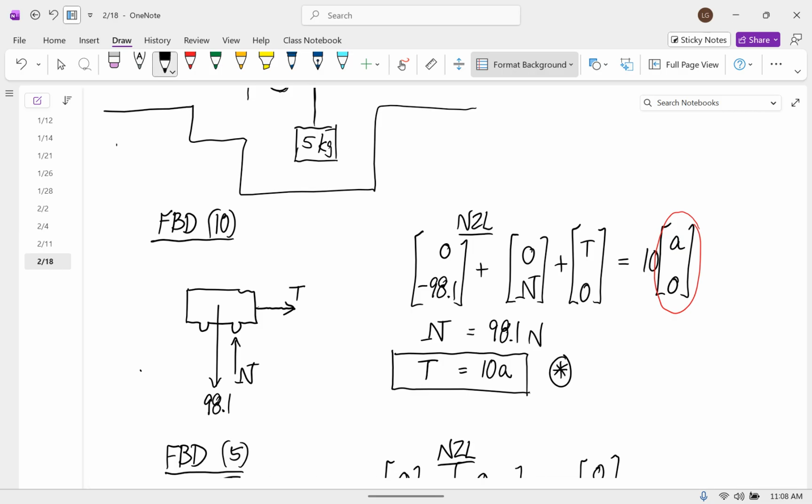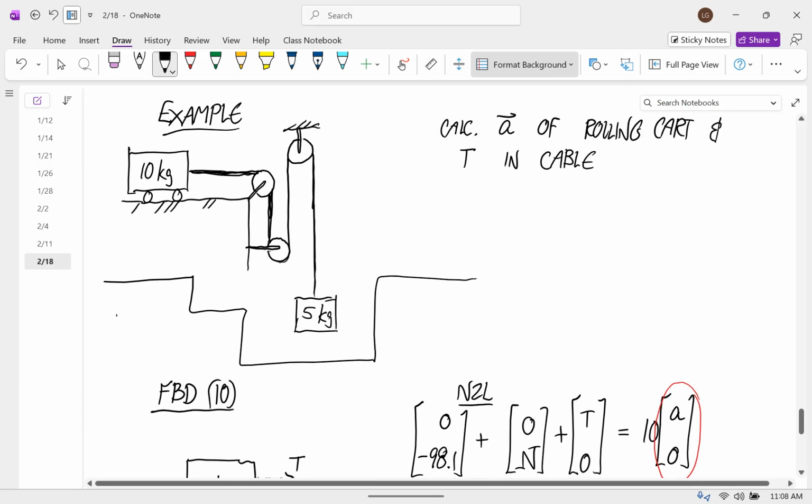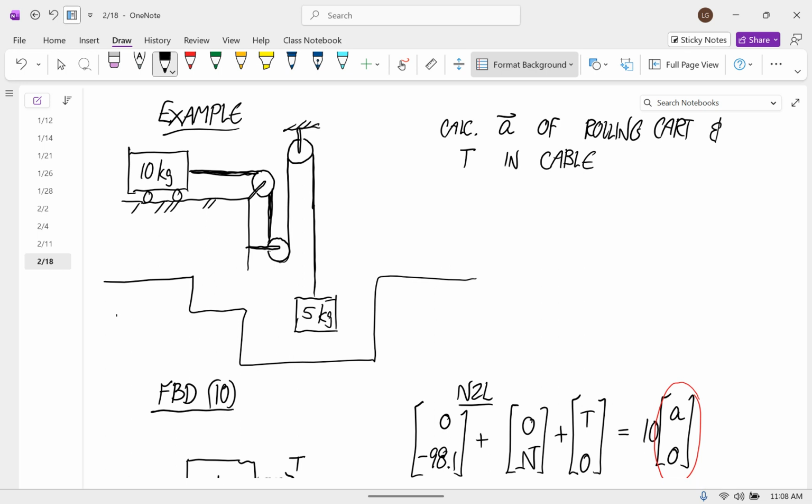Oh wait, is the acceleration between the two bodies always the same? Well, not always, but in this case, the magnitude is the same and the directions are different. But you have to think about that geometrically for each problem. I'll do an example next time where it's like this, but one of these things only moves half as much as the other one.